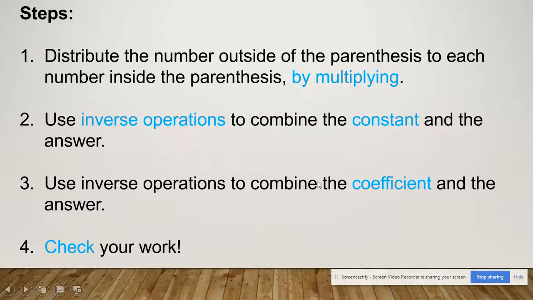All right, our steps to do this. First, distribute the number outside of the parentheses to each number inside the parentheses by multiplying. Second, use inverse or opposite operations to combine the constant and the answer. Third, use inverse or opposite operations to combine the coefficient and answer. And lastly, check your work if time allows.